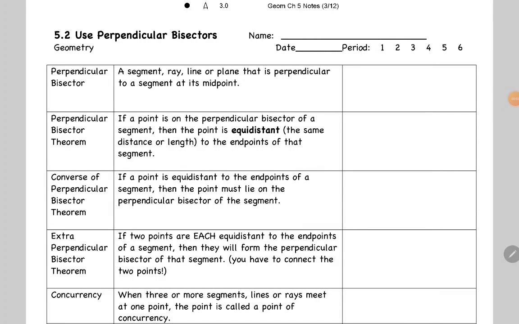Today we're going to be looking at perpendicular bisectors. So remember, perpendicular means they intersect to form right angles. Bisector means they get cut in half.